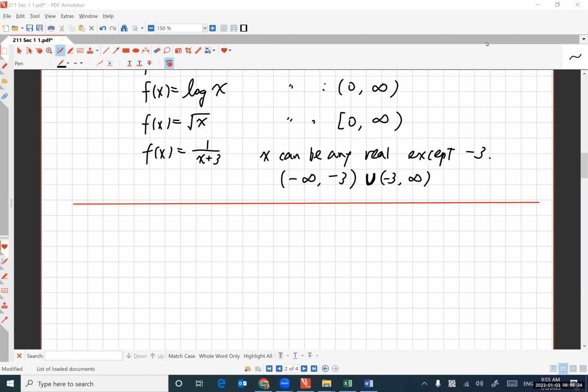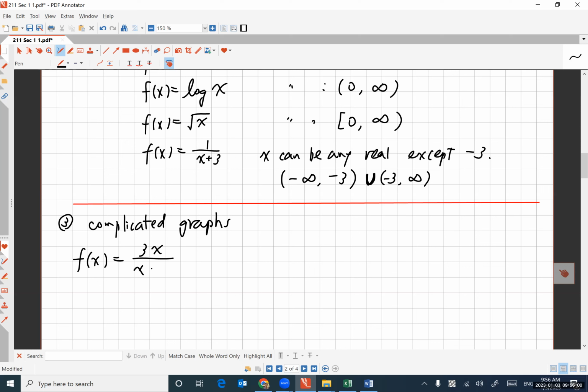Okay, so let's go to the second half of section 1.1, and I'm going to call this number 3. This is a little complicated: graphs. Again, I'm not going to spend a lot of time doing all kinds of functions, because there are so many different types. We will talk about how to classify different functions in the next section.